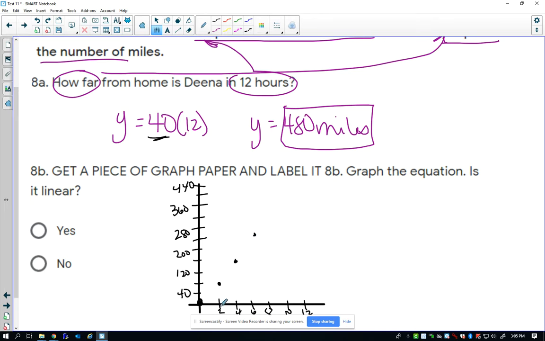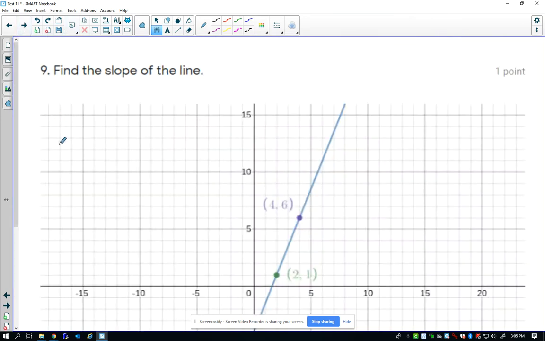So if your scale was the same, okay, a consistent scale, there's no way you should get this one wrong because it is linear. Okay, for it to be linear, they're asking, is it a straight line? And it is.